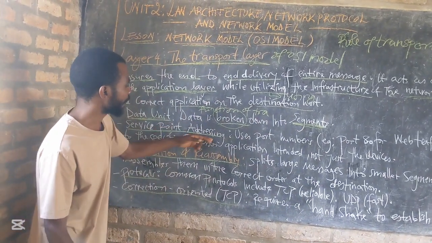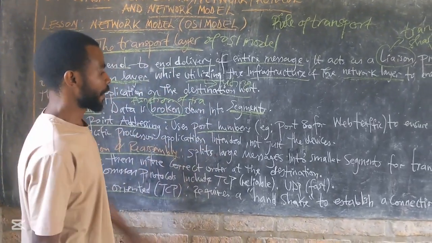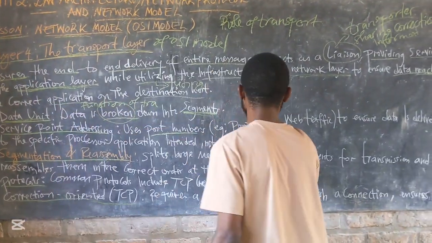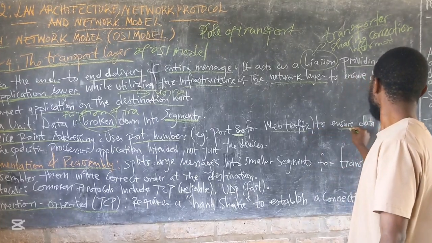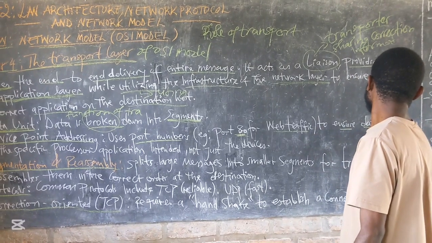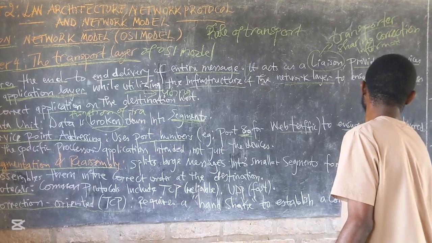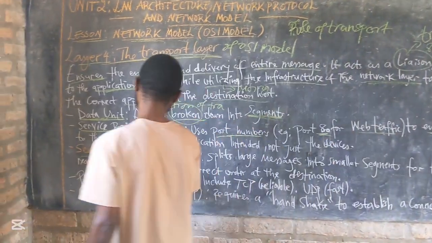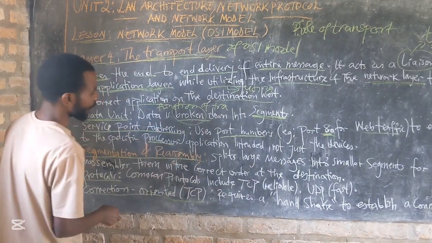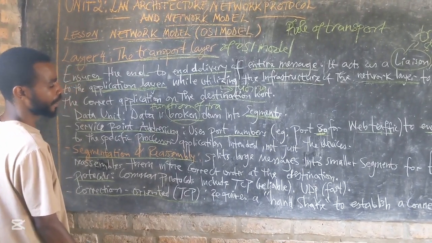Service point address: use a port number, for example, port 80 for web traffic, to ensure data is delivered to the specific intended application process, not just the device.